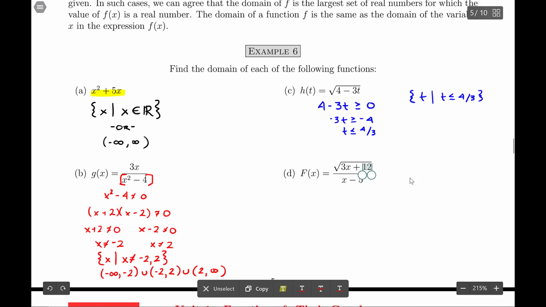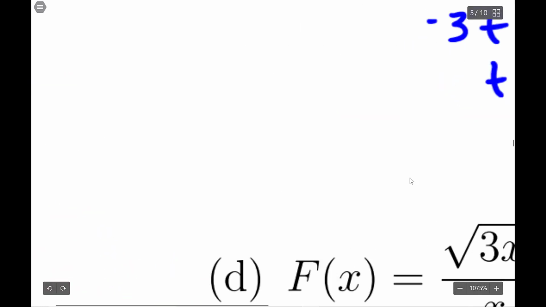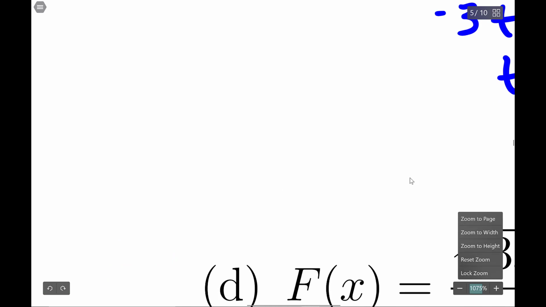In interval notation, it's going to be negative infinity to positive 4/3. And we put a bracket around the 4/3 because it does include 4/3. So again, either notation is acceptable. And then for our last one, we have, wow, I just zoomed in a whole lot.